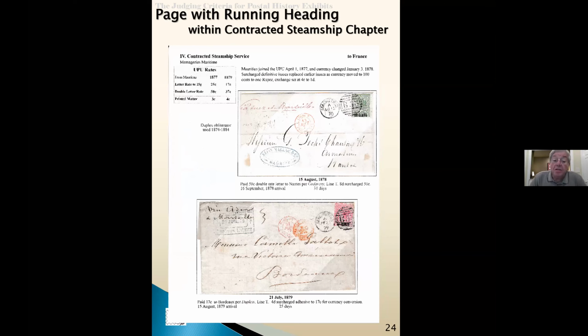This is just an ordinary page. This is what you'll see in most of the pages in an exhibit. The running heading is Roman numeral 4, contracted steamship service. The page heading is to France. It starts off with a nice little rate table, and it has just two covers that advance the story, the nuts and bolts of virtually every postal history exhibit.